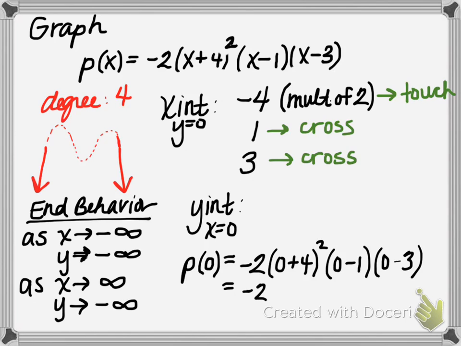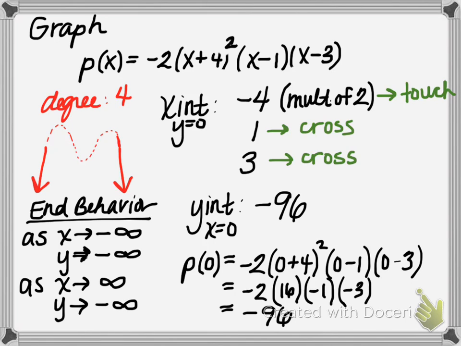So we have -2 times 4 squared, which would be -32. 0 minus 1 will just give us a -1. And 0 minus 3 will give us a -3. So if we multiply all this out, what do we have? We've got a 32 times a -3. It looks like a -96. So our y-intercept is quite small, -96. All right, so now we're going to put everything together.